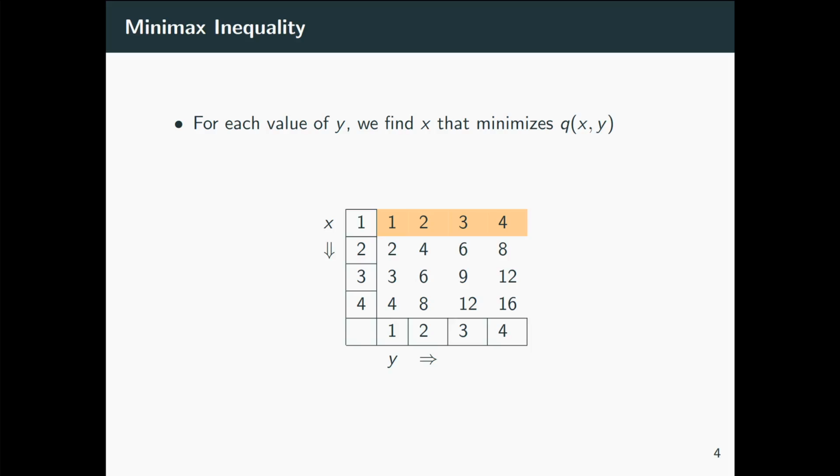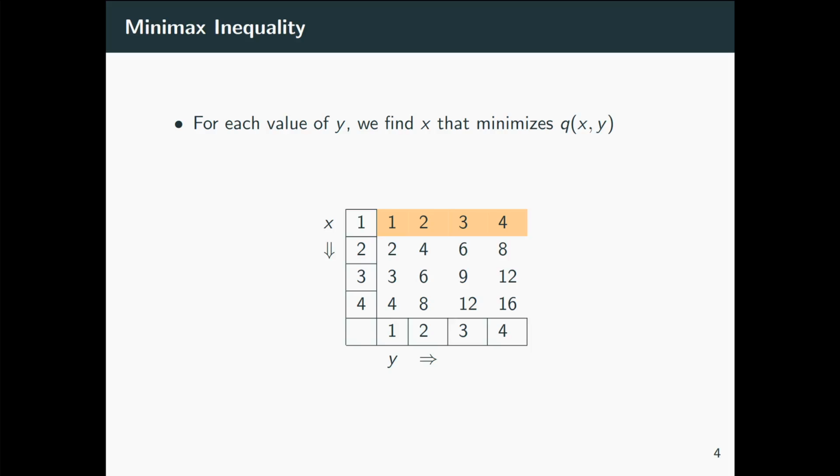And now we can do something similar. Now we can find out, for each value of y, the x that minimizes qxy. So first we're trying to find a y which maximizes qxy, and then we're trying to find, for each value of y, the x that will minimize qxy.